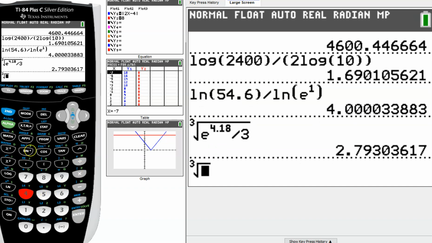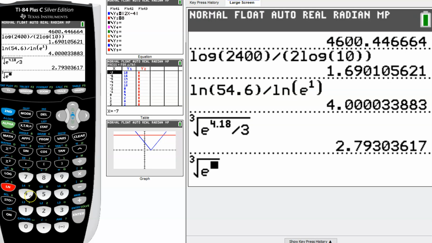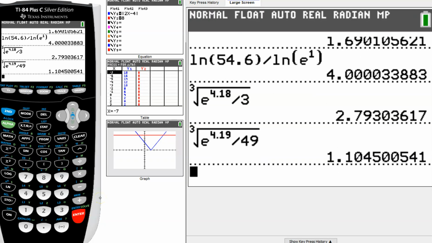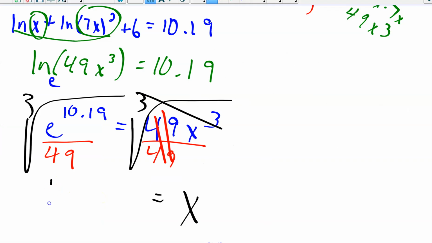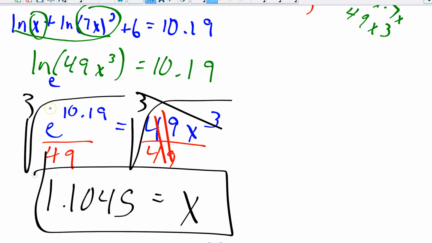So if I were to put that in my calculator, I'm going to do the cube root of e to the 4.19. Do the space there so I can divide by 49. And that gets me 1.1045, rounding it out 4 places.